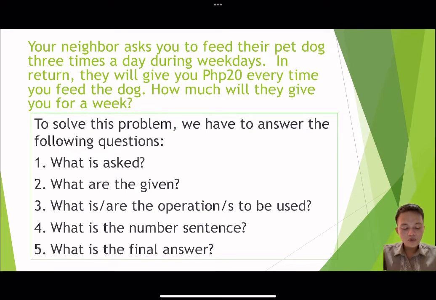So for number 4, what is the number sentence? Doon natin ilalagay yung ating equation or yung ating solution sa pagsagot ng ating problems. And for number 5, what is the final answer? So dito na natin ilalagay yung ating final answer.